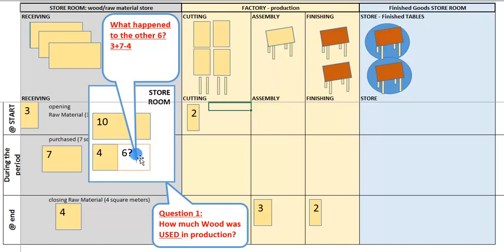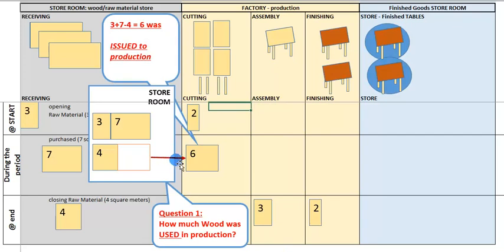Here's what happened to that. This 6 square meters was issued to the production department. So we started with 3 opening raw materials. Then we bought another 7, so in total we have 10 now. At the end we've got 4 left. So what happened to the other 6? It was issued to the production stage, to the factory.